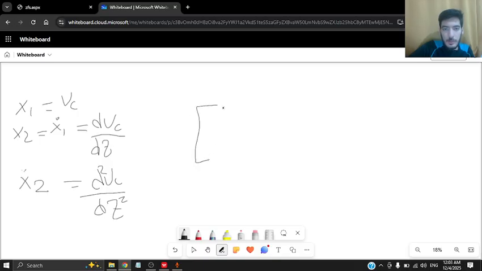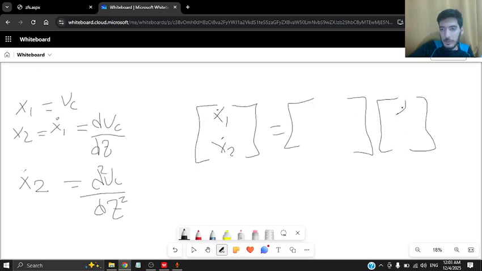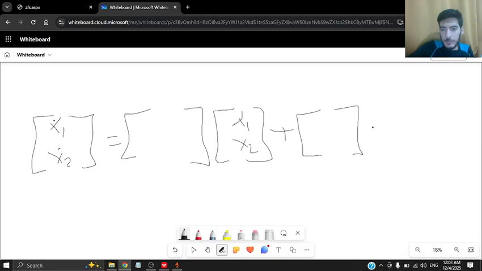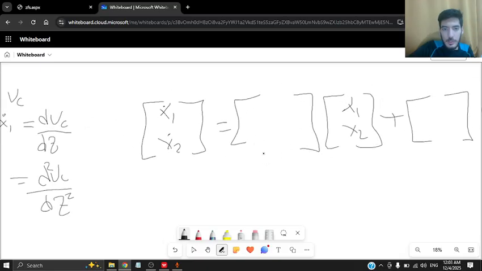Now I will write the skeleton for the state space. Here I have x1 and x2. Here is the state matrix, and this is the state vector x1 and here x2, and I will add to them the input matrix. Now for the first value, it's equal to x2, so here it will be 0 and here it will be 1.